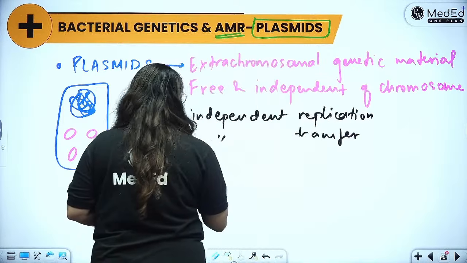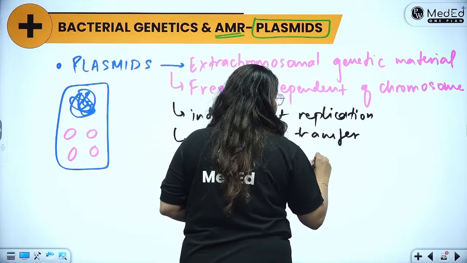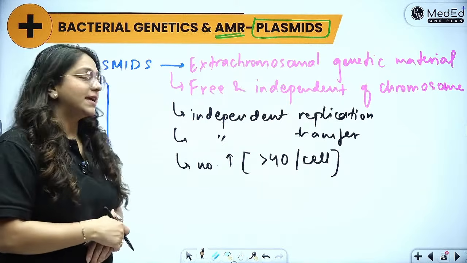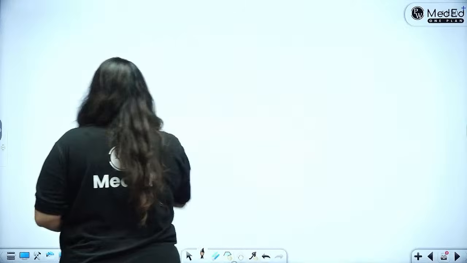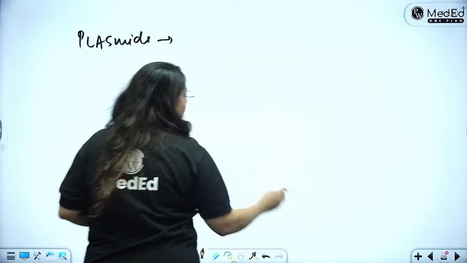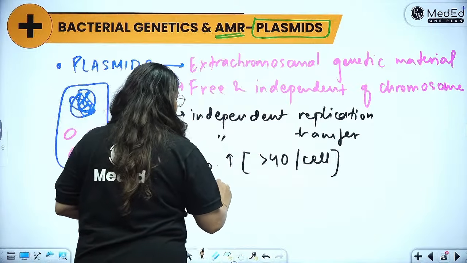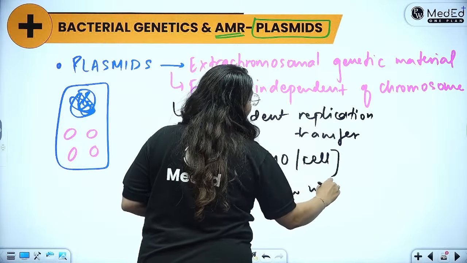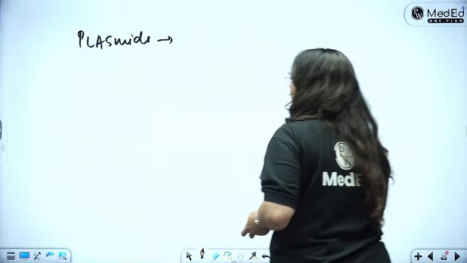The number is a lot. It is present in high numbers, more than 40 per cell. A single bacteria can have more than 40 plasmids inside a single cell. And there are different types of plasmids, so you have to write about the plasmids. Yes, there are 40, but they have a small amount of genetic material, right? So one plasmid will have around 10 base pairs. So they are very, very low molecular weight. Now, like I said, you have to know about the different types of plasmids.